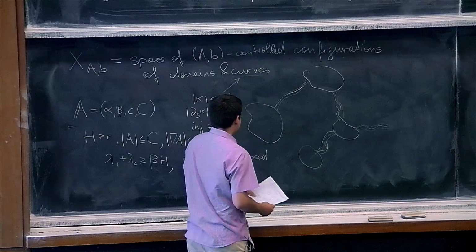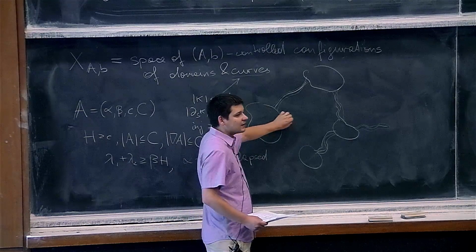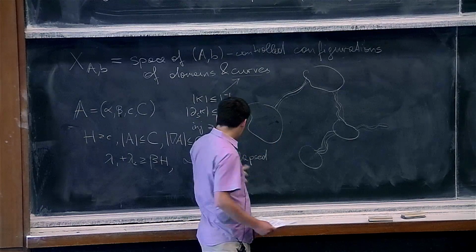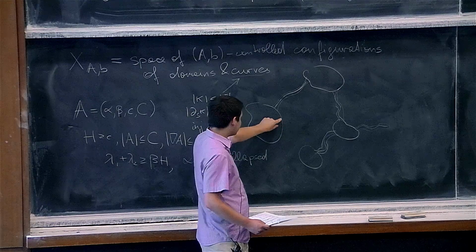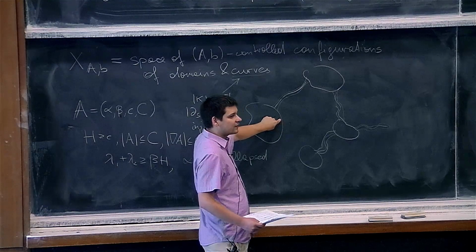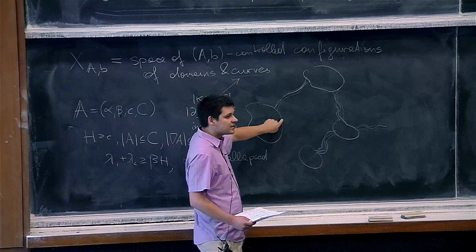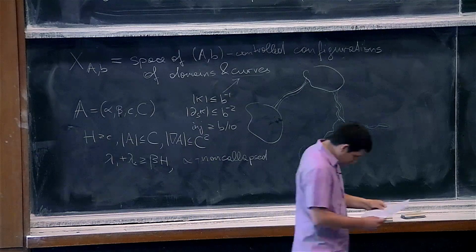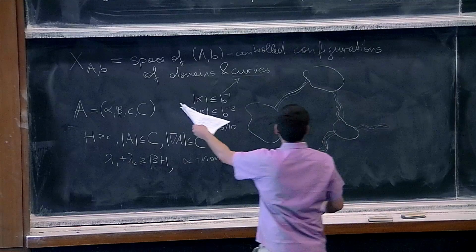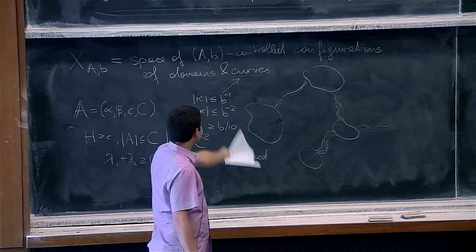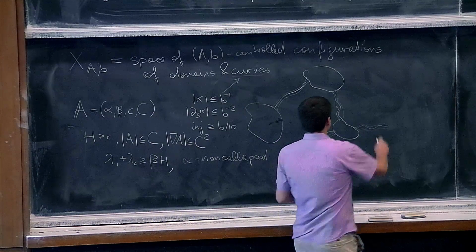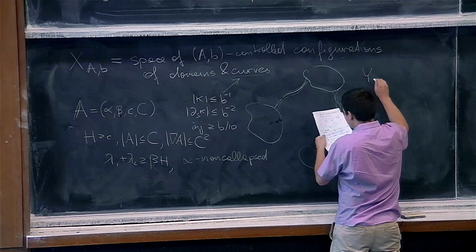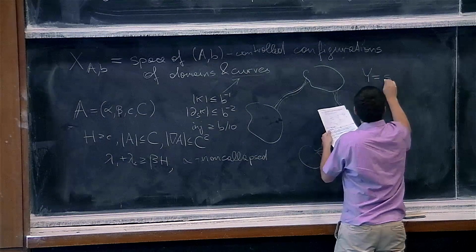So embedded tells you that, well, you can put little interior and exterior spheres at every point, and alpha non-collapsed tells you that those spheres have radius at least this constant alpha divided by the mean curvature at that point. Good. Okay, so that's the input of AB controlled configurations, and the output of the gluing map, that's just two convex domains.